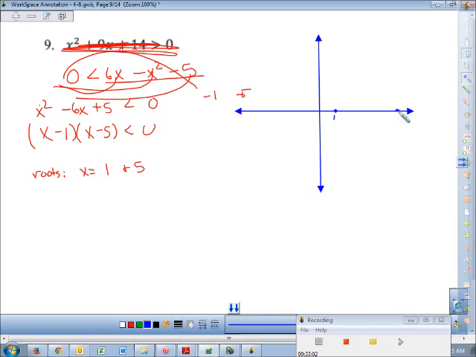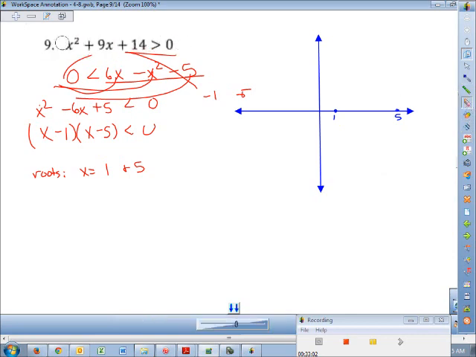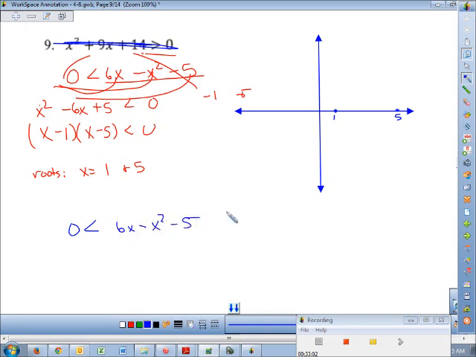1 and 5. How does this parabola open, up or down? Well, we better look back to the original guy. We changed him around a little bit, didn't we? Does he open up or does he open down? I crossed out the wrong one, that was the wrong problem. The original guy was 0 less than 6x minus x squared minus 5. How does that guy open, up or down? It opens down.